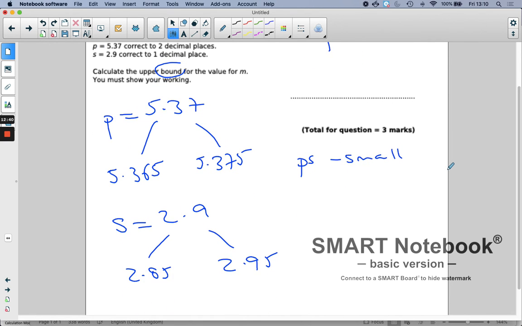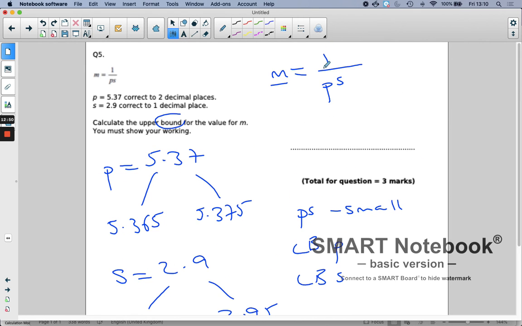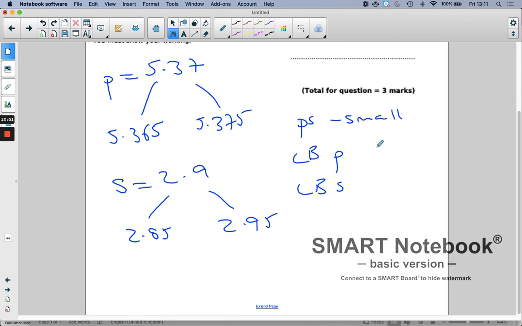To get ps to be small, I need to use the lower bound of p and the lower bound of s. That's how I get ps to be small. Just to make it really clear, I want ps to be small because then I do 1 divided by a small number, and that will give me the upper bound of m. So the lower bound of p times the lower bound of s is what I need to do.